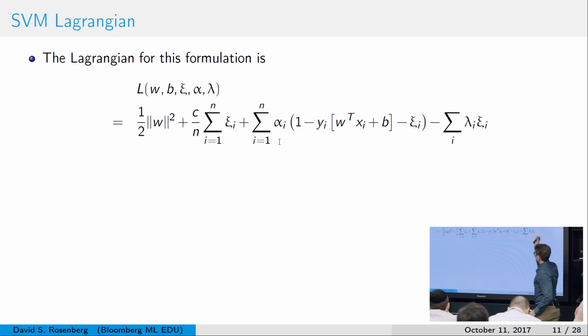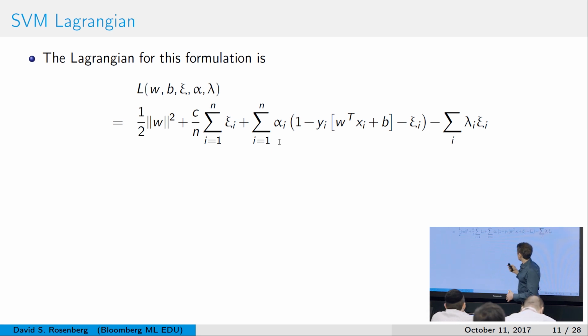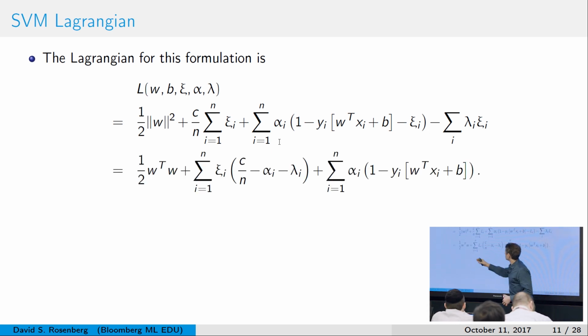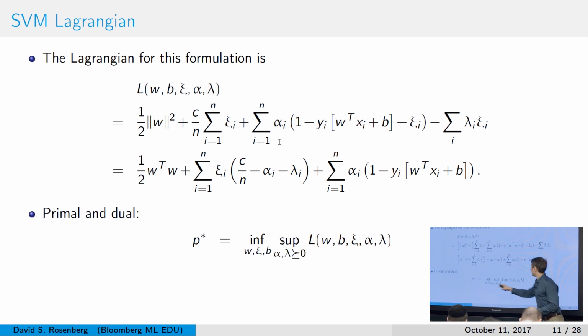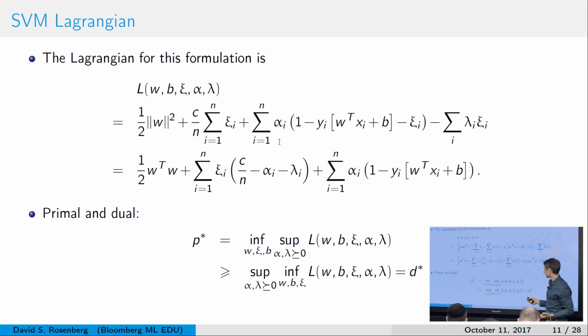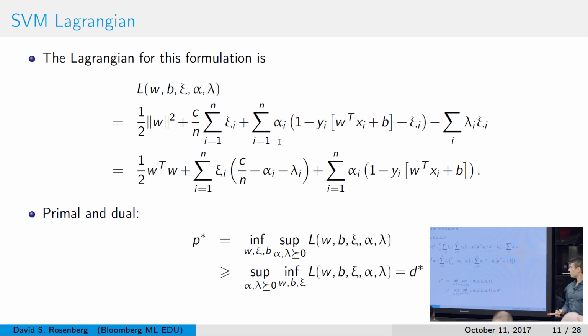We can just do some algebra on this and clean it up a little bit. Get to this form. So we've collected things a little bit. And it's the primal formulation, the inf of the sup. And then, of course, the dual is to swap the two: sup of the inf. And I've written the inequality for that weak duality stuff. So one thing we can ask is, do we have strong duality here?